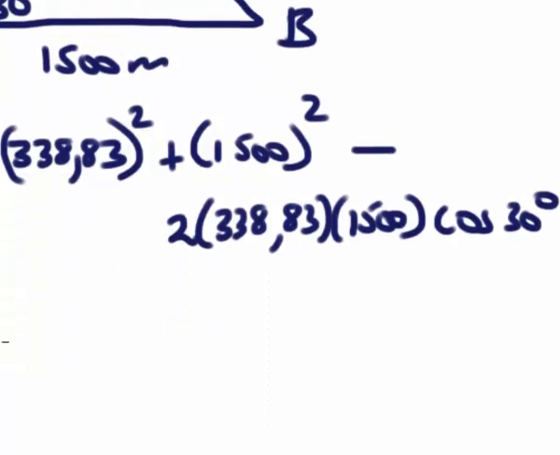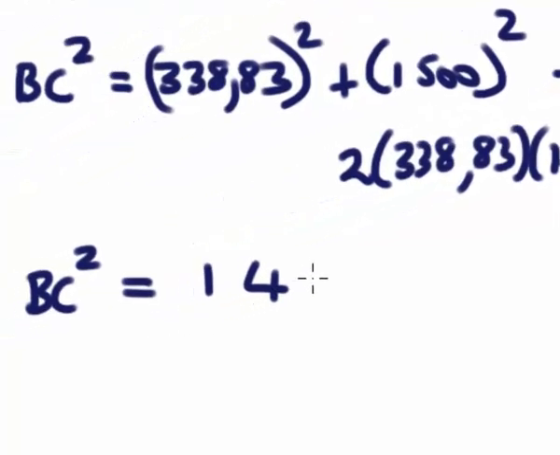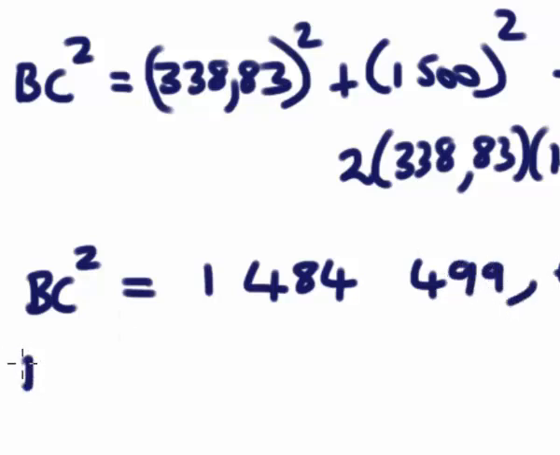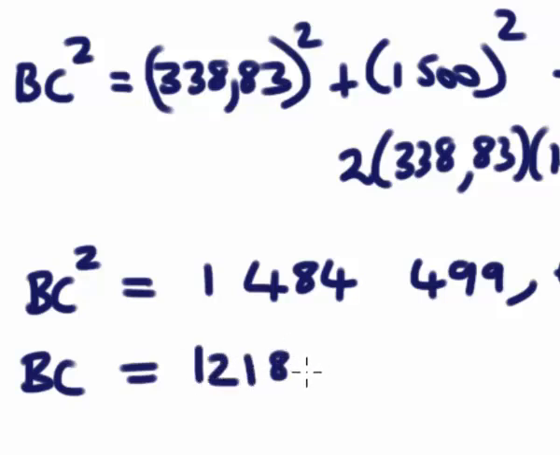Now, if you work that out in a calculator, just check with me. What would BC be equal to? Let's work out BC squared: that squared plus that squared minus 2 times this times the cos of 30. Just check if you get the same as me. 1,484,499,606. Then square root it and round off to 1 decimal place, just for fun. 1218,4 meters.